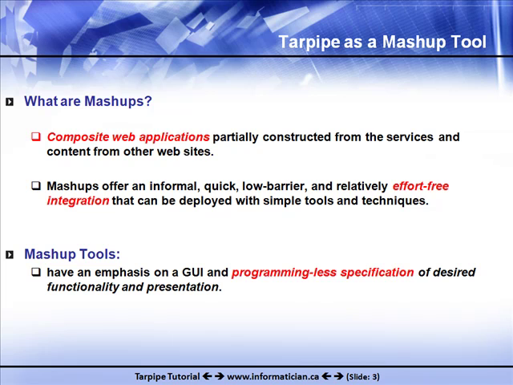There are various tools available online for creating mashups. Some of these are available to create consumer mashups. Tarpipe is one example of such a tool. Other tools include Yahoo Pipes and Dapper, and you could find more information about those tools on my blog.